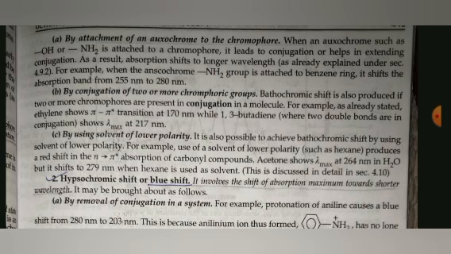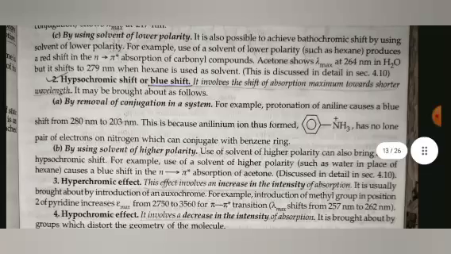Second, by conjugation of two or more chromophoric groups, a bathochromic shift is also produced if two or more chromophores are present in conjugation in a molecule. For example, as already stated, ethylene shows a pi to pi star transition at 170 nanometer, while 1,3-butadiene shows lambda max at 217 nanometer. Third is by using solvent of low polarity. It is also possible to achieve bathochromic shift by using solvent of lower polarity. For example, use of solvent of lower polarity produces a red shift in the n to pi star absorption of carbonyl compounds. Acetone shows lambda max at 264 nanometer in water, but it shifts to 279 nanometer when hexane is used as solvent.